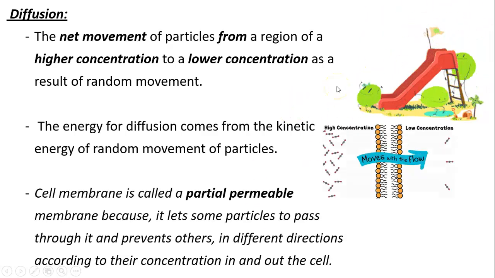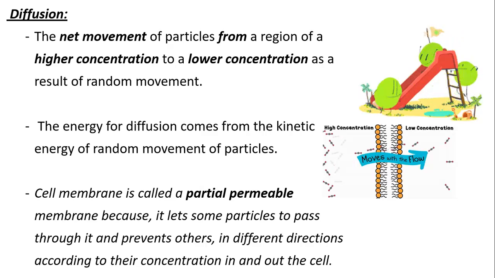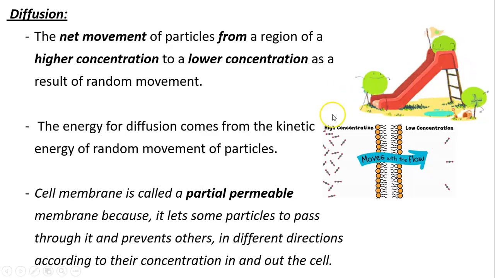Cell membrane, as we all know, is a partially permeable membrane, so that it allows some particles to pass automatically and without any effort. They just slip from between the particles of the cell membrane. Usually they are very small molecules or particles, like oxygen, for example, and gases.